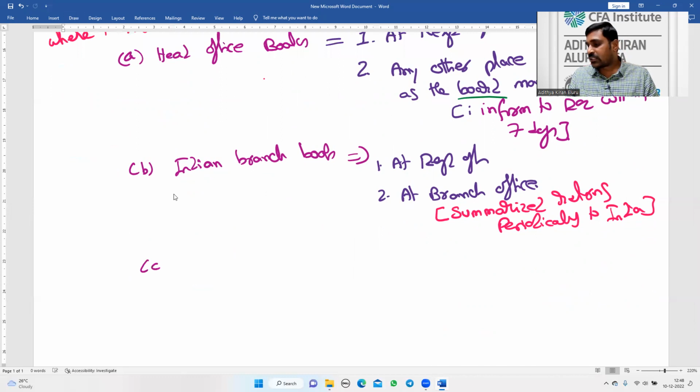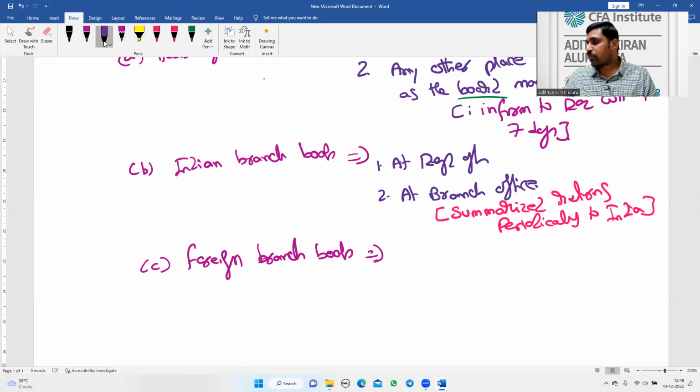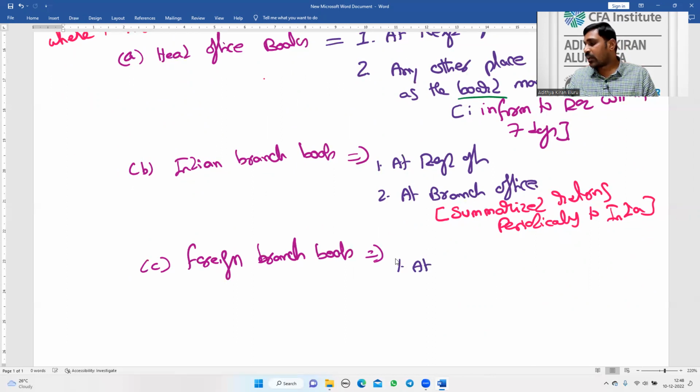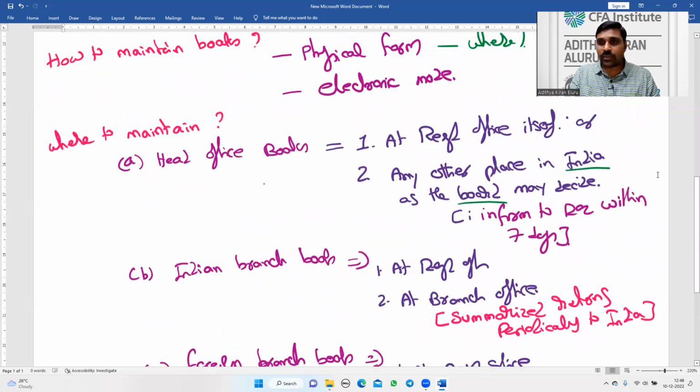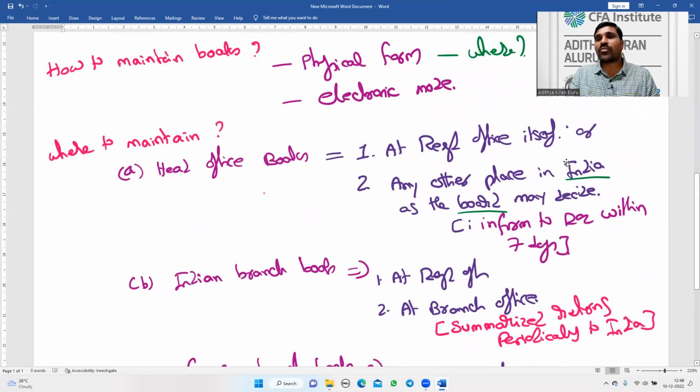Next is foreign branch books. Where should I maintain the foreign branch books? I can maintain the foreign branch books at the registered office or at the foreign branch office. Even outside India, no problem. Normally we said any other place in India, but for this, the foreign branch office is an exception.